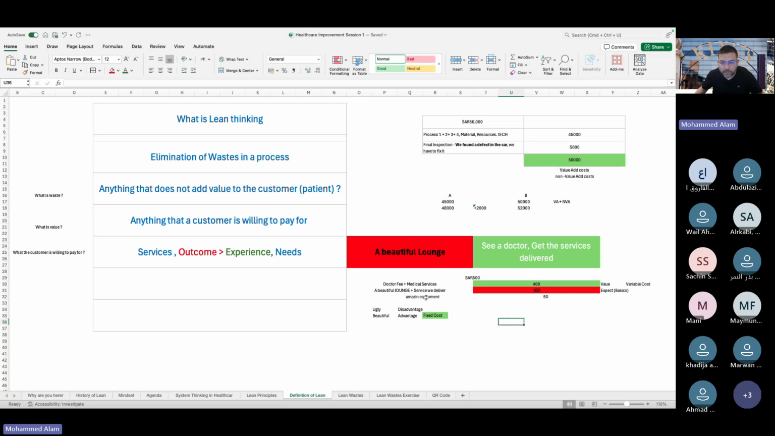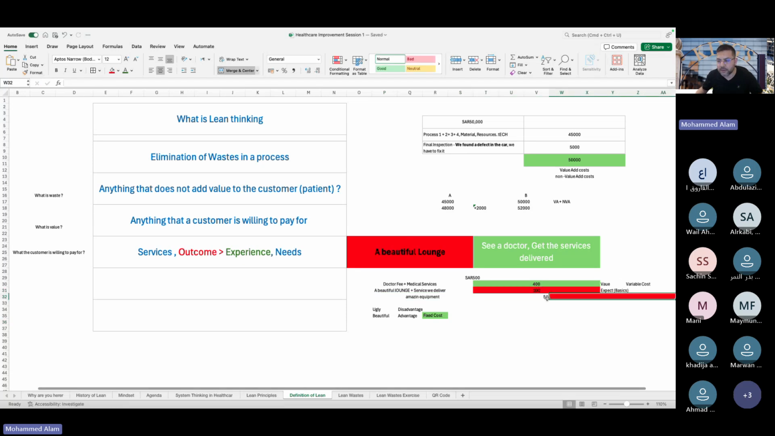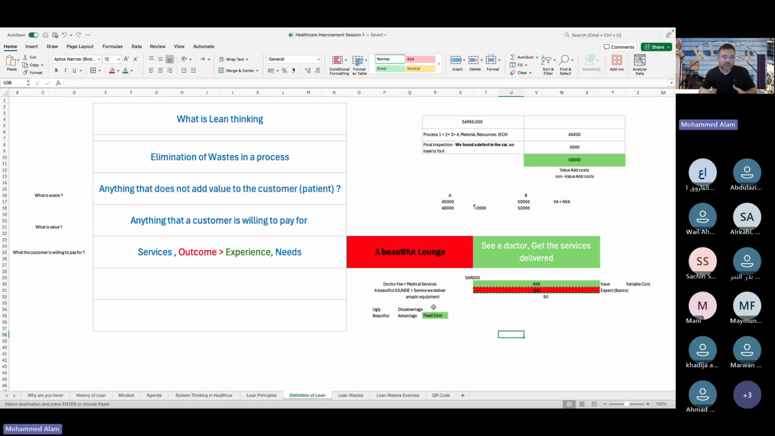From the customer's and patient's point of view, this is still a non-value added cost. So we need to balance things out. That is why, when I say value add and non-value add, it is a pure black and white thing. We cannot make a beautiful launch and an ugly launch, but we need to figure out how we can best optimize the overall experience and at the same time focus on the maximum outcomes, which is what adds value to the patient. So here we go.